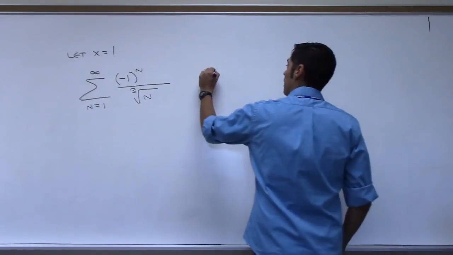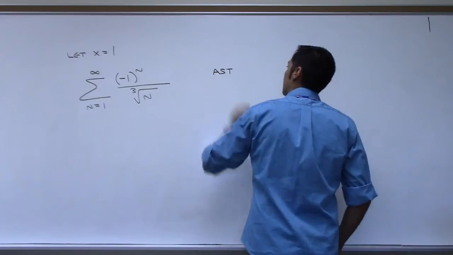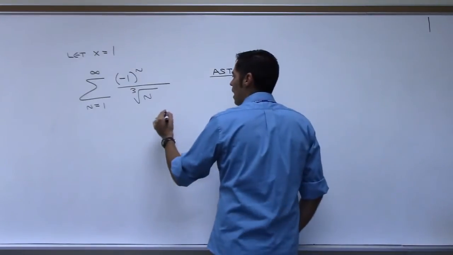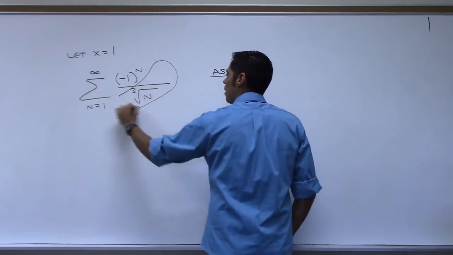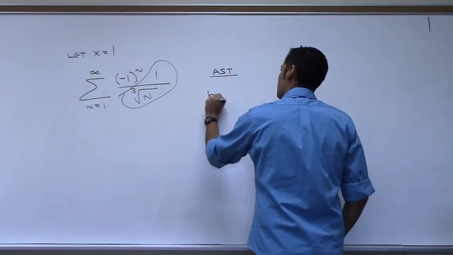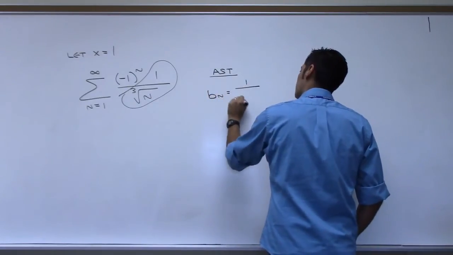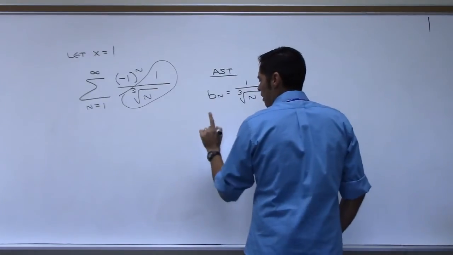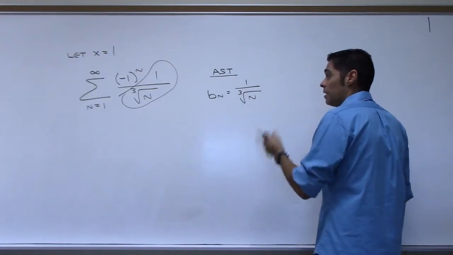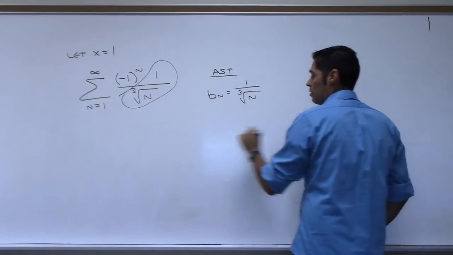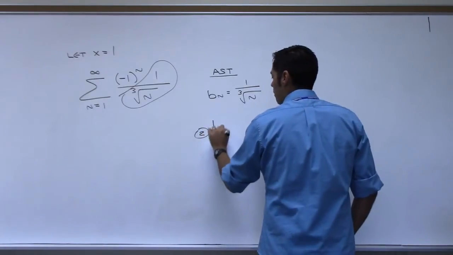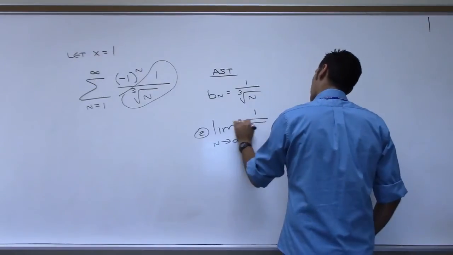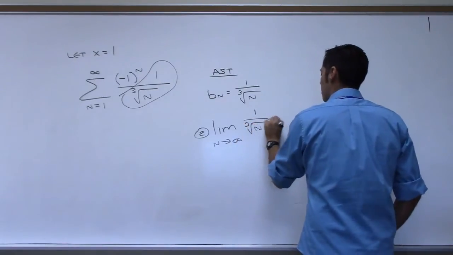Well, that's an alternating series. And so I think I'm going to use the alternating series test. So I'm going to identify b sub n first, which is this piece right here. So b sub n is 1 over the cube root of n. I have to check two things. Remember, I have to show it's decreasing, and then the other thing I have to show is that the limit of that goes to 0. So I'm going to do that part first because it looks like the easier part. That limit is 0, so that checks.